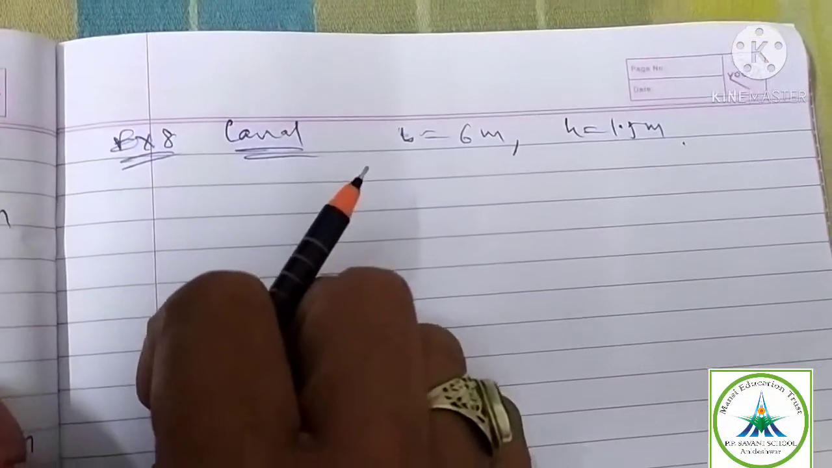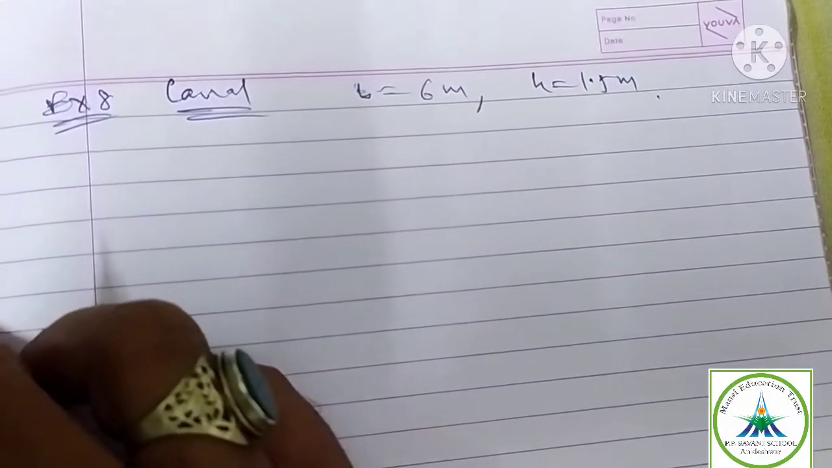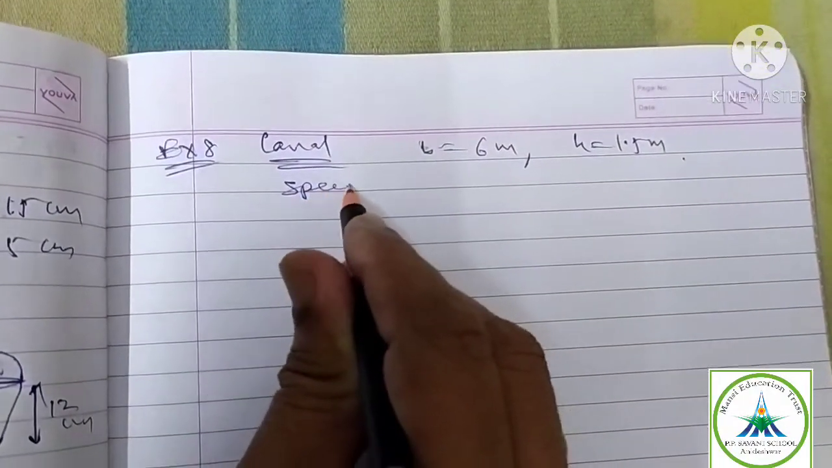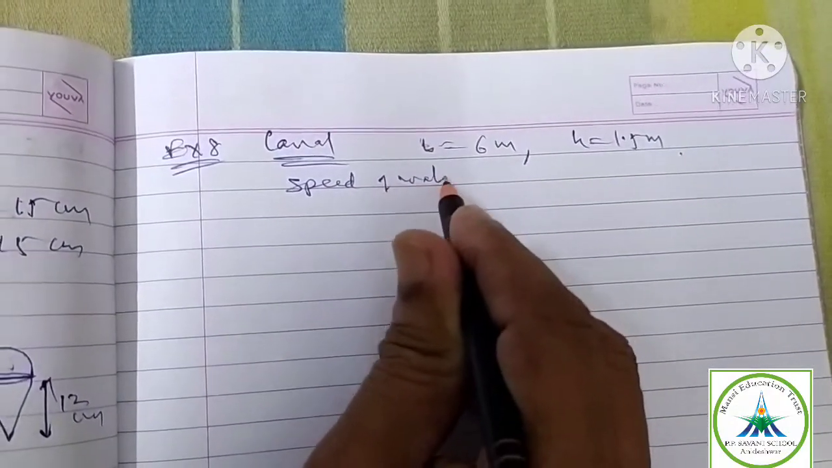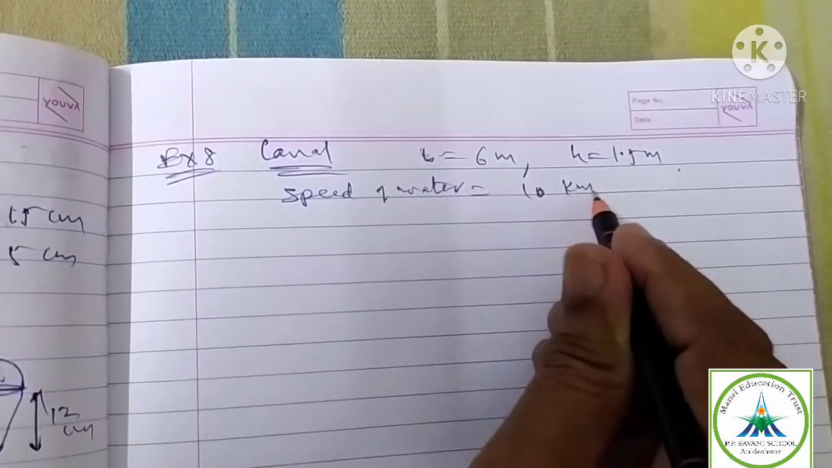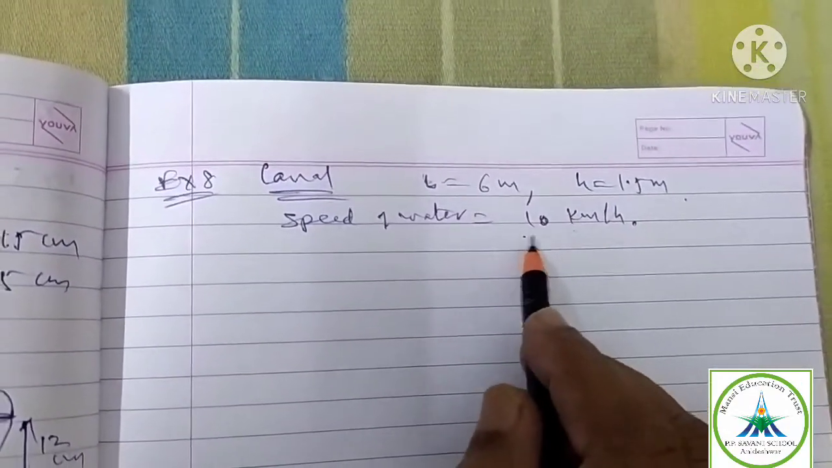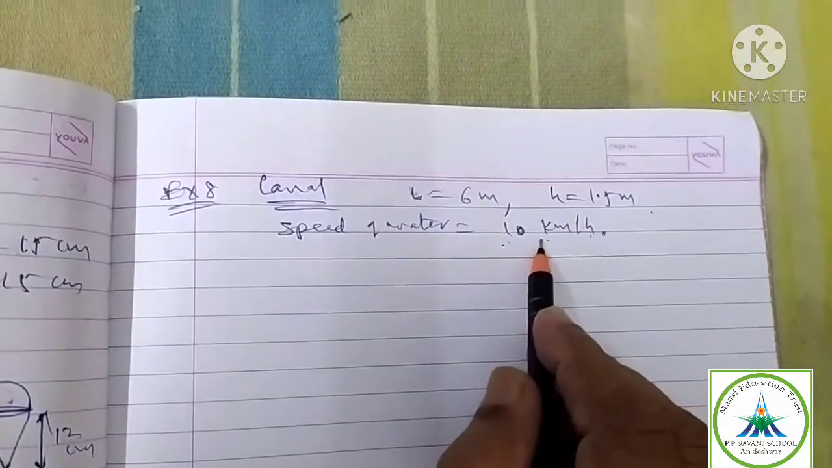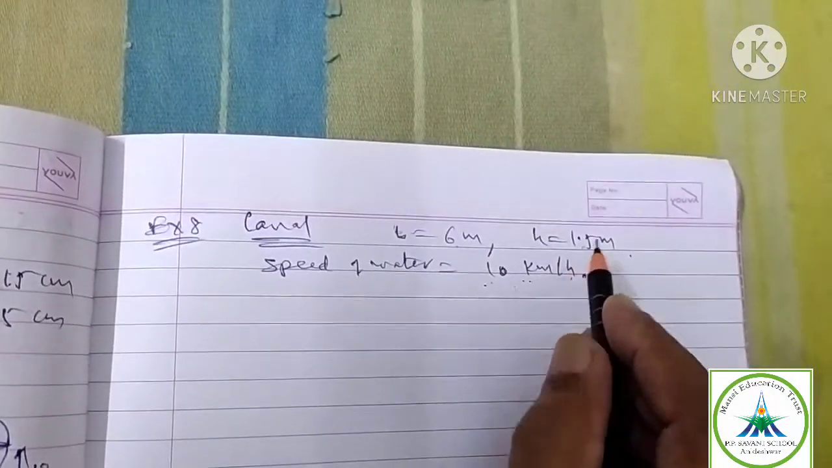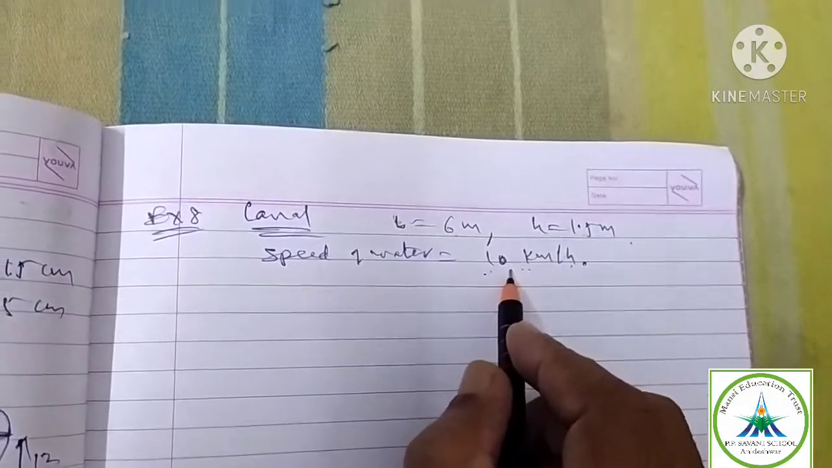Is flowing with the speed of 10 kilometer per hour. What is speed of water? Speed of water equal to 10 kilometer per hour. You know, 10 kilometer per hour means 10 kilometer long in 1 hour. So breadth is 6 meter, height is 1.5 meter, and in 1 hour this length will be 10 kilometer.